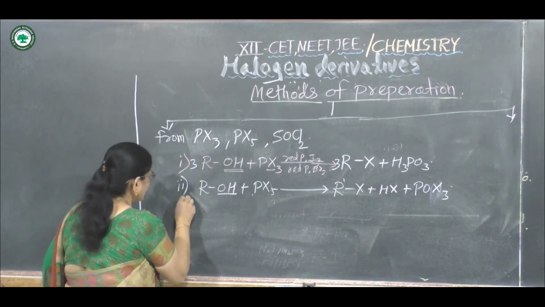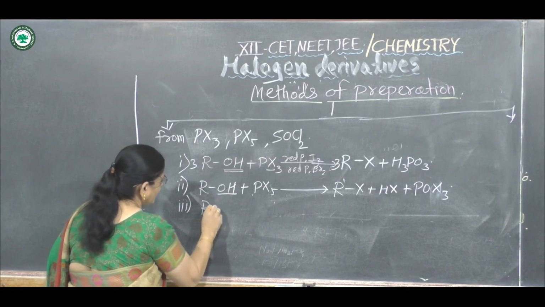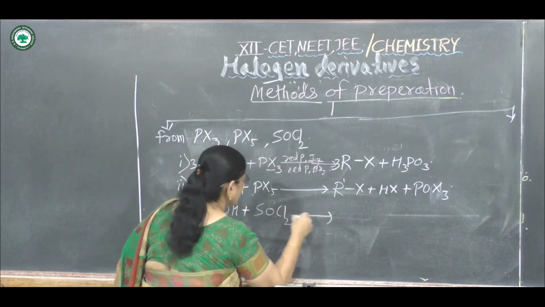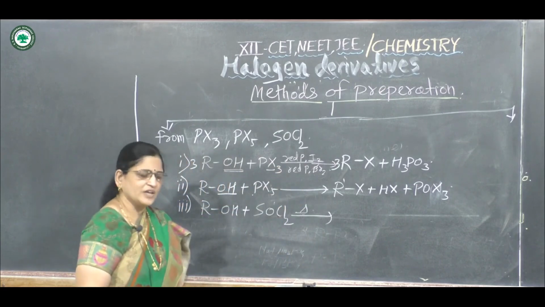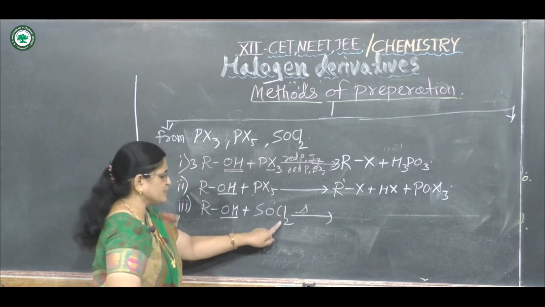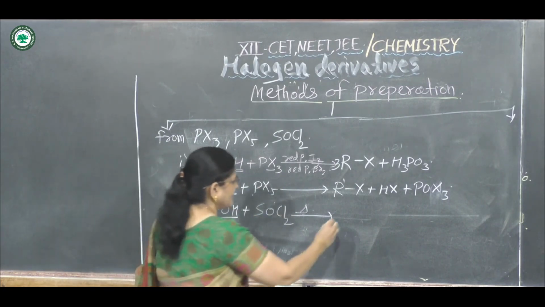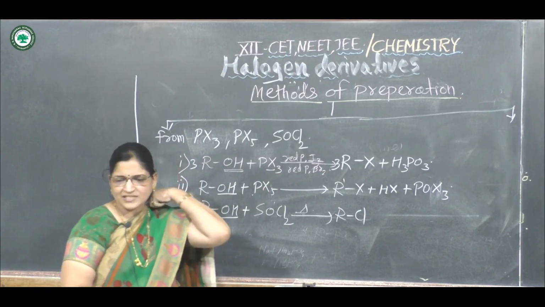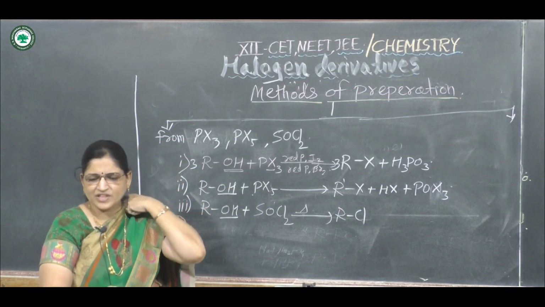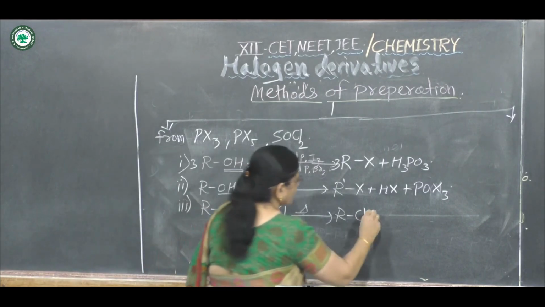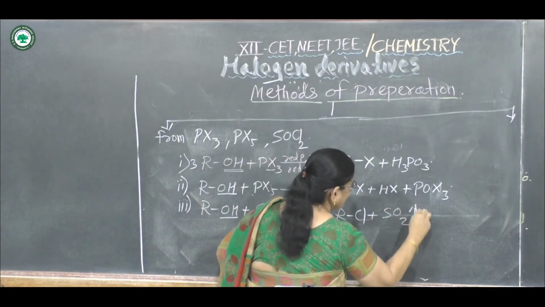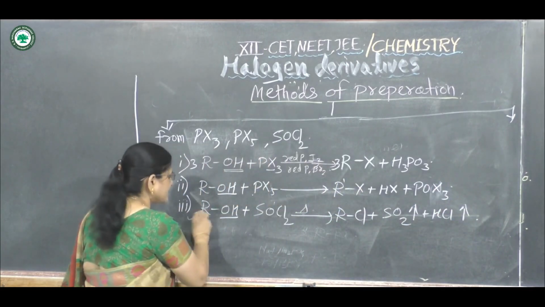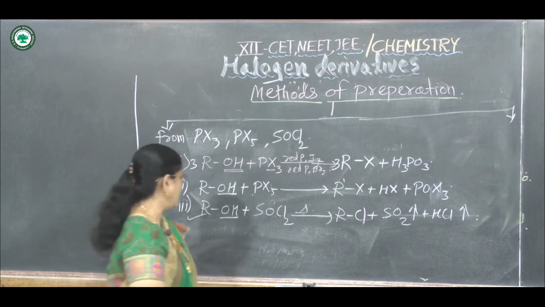Then the third reaction, with thionyl chloride. Again alcohol molecule plus thionyl chloride, SOCl2. Then on heating, the OH group is replaced by one of the chlorine atoms and it forms RCl. Byproducts of thionyl chloride are SO2 and HCl. Both of these are in gaseous state, hence this is the best method for preparation of alkyl halide.